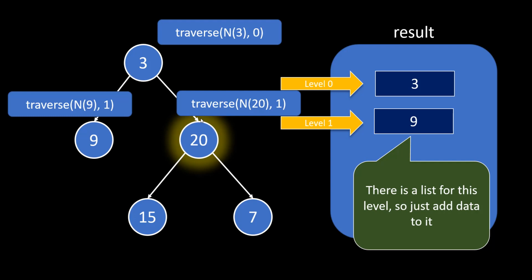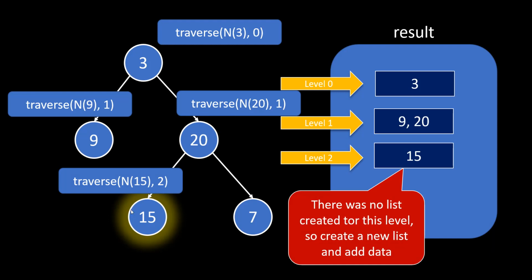Now this node is also going to be at level 1, that is the previous level plus 1. Now again, let's see if we have a list at this level. So we have the list which is at index 1, so we do not need to create another list, but we can just add a value, that is we add 20 in it and we move ahead. Now we'll process the left half for this particular parent node. So now we'll call the traverse method for node 15, and since there was no list present earlier for index equal to 2, we create a new list and add 15 into it.